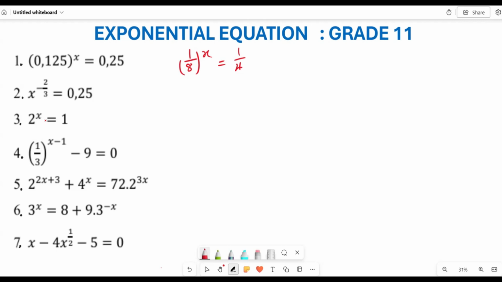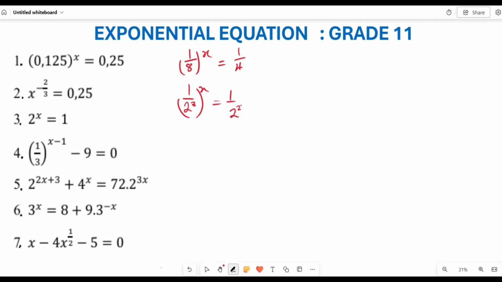Now you are going to write this in exponential form, which means this is the same as (1 over 2 cubed) to the power of x. This is the same as 1 over 4. The 4 can also be written in terms of 2 squared, altogether. So this is going to be the same as 1 over 2 squared, which is what you are going to have.